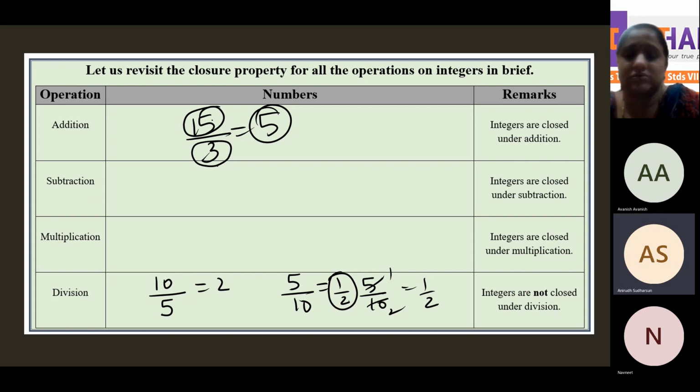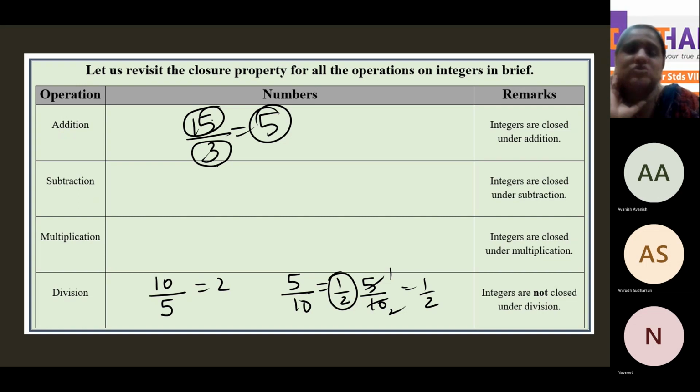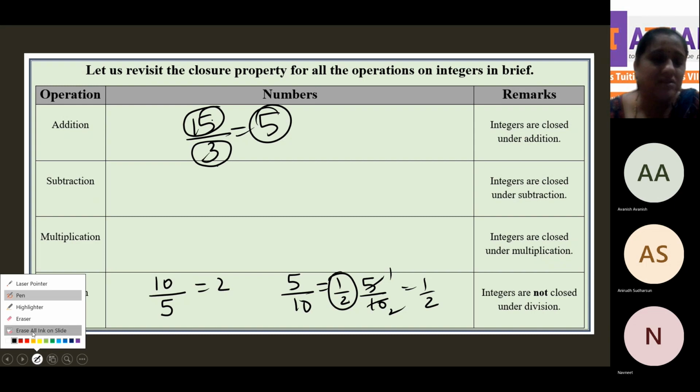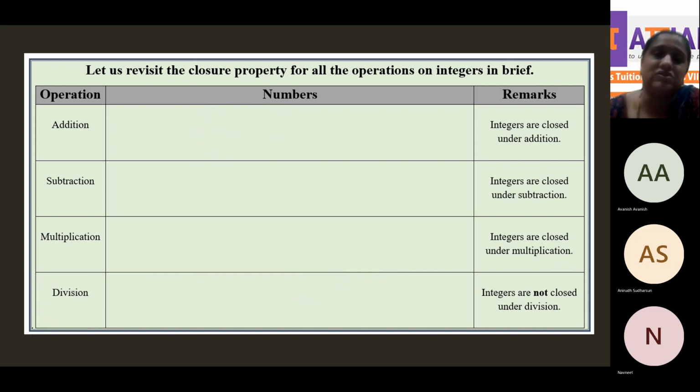Ma'am, is it depending on the question? Yeah, correct. It depends on the two numbers you consider. It depends on the numerator and the denominator. So since when you divide an integer by another integer, the result may or may not be an integer, that is why we say integers are not closed under division.